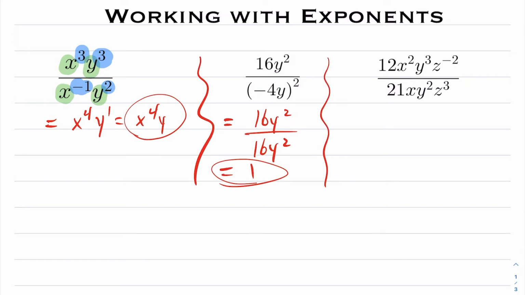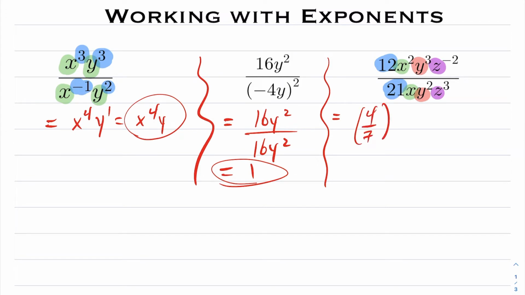Continuing in the next example, anything that's common, like the numbers, we can try to divide out and see if they simplify. Then we can move on to our variables x, y, and z. Taking a look here, 12 over 21 can be reduced by dividing top and bottom by 3, giving us 4 over 7.